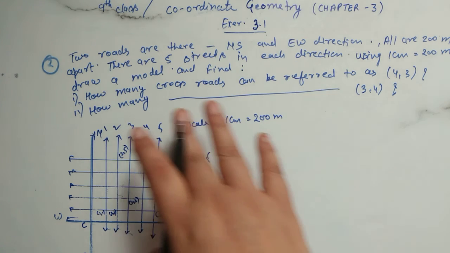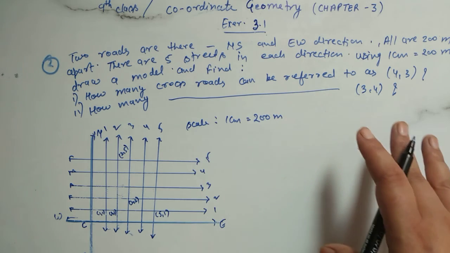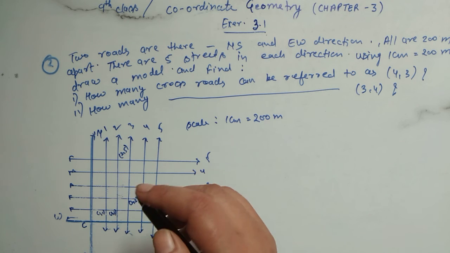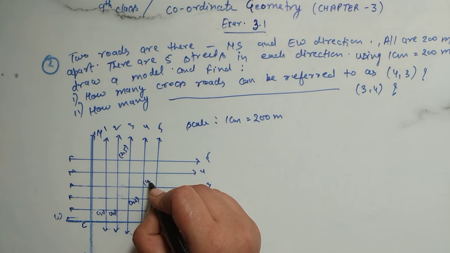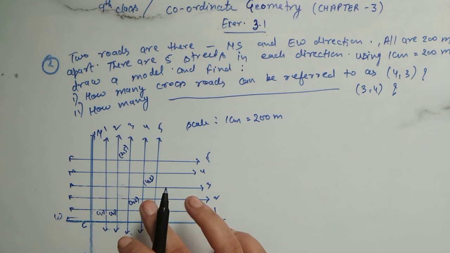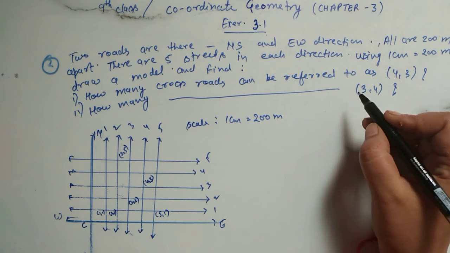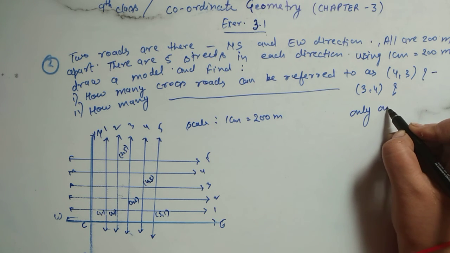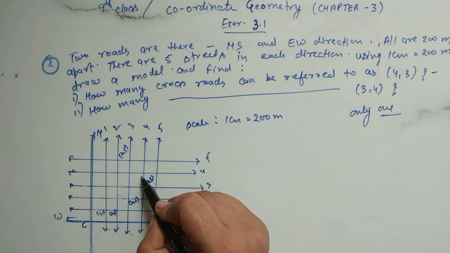So what is the position? How many cross streets can be referred to as (4, 3)? When we talk about 4, we count 1, 2, 3, 4, and then 1, 2, 3. So this is (4, 3). There is a unique coordinate for each and every road. So for (4, 3), how many cross roads are referred to? Only one. That is this one.